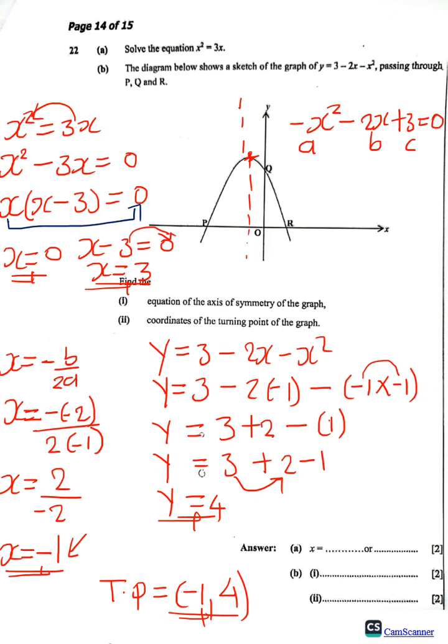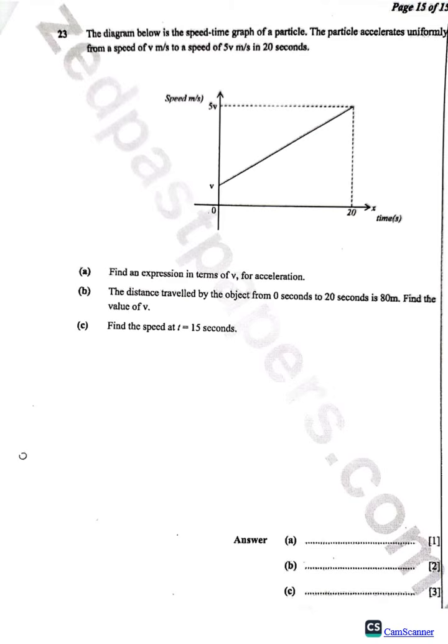We can see that this turning point, if we draw this line, it's touching on the negative part of the x-axis. That's why our x-coordinate here is negative. Then for the y, it's positive. We can see that if we move this, we can have a value of 4. So the axis of symmetry is negative 1. Then the coordinates of the turning point is negative 1, positive 4. Now let's look at question 23, which is the last one.